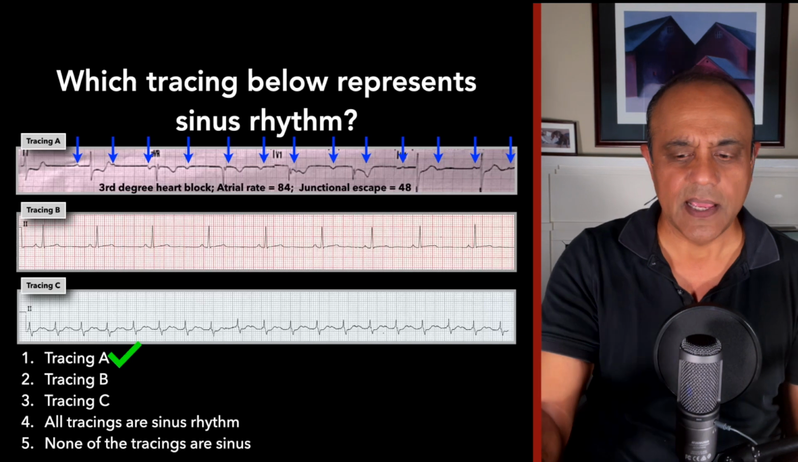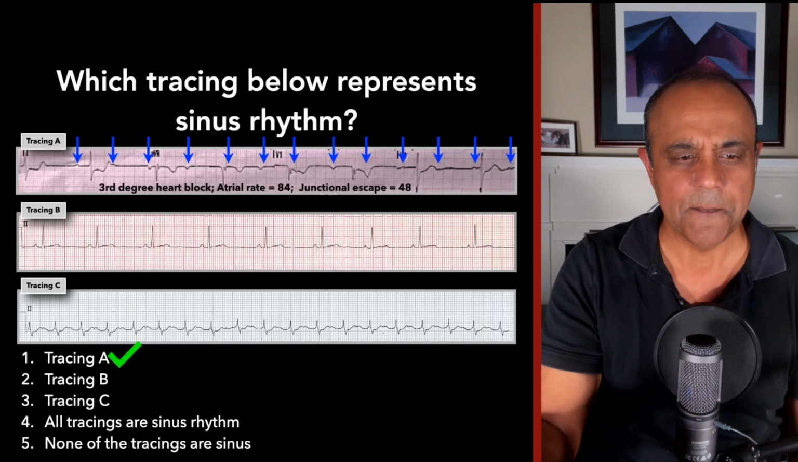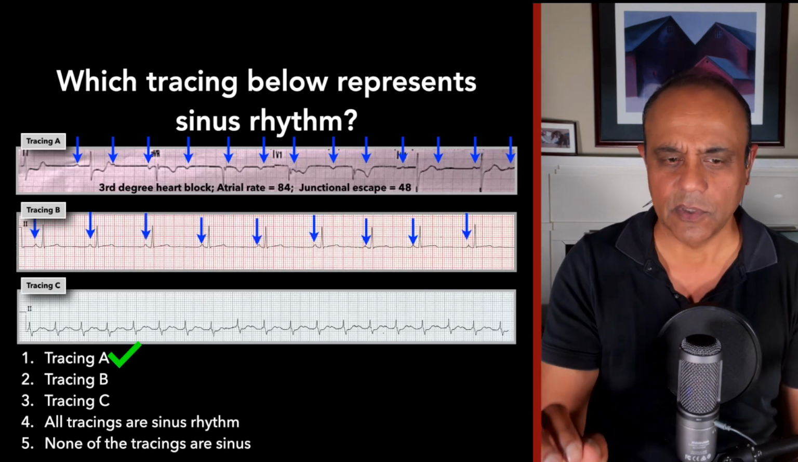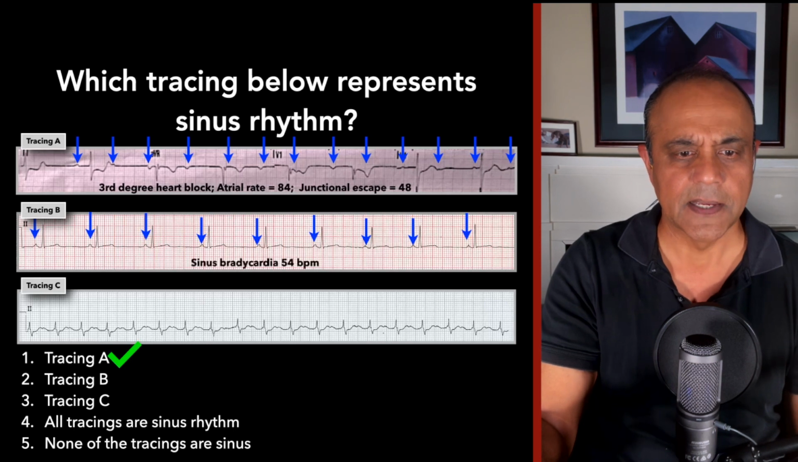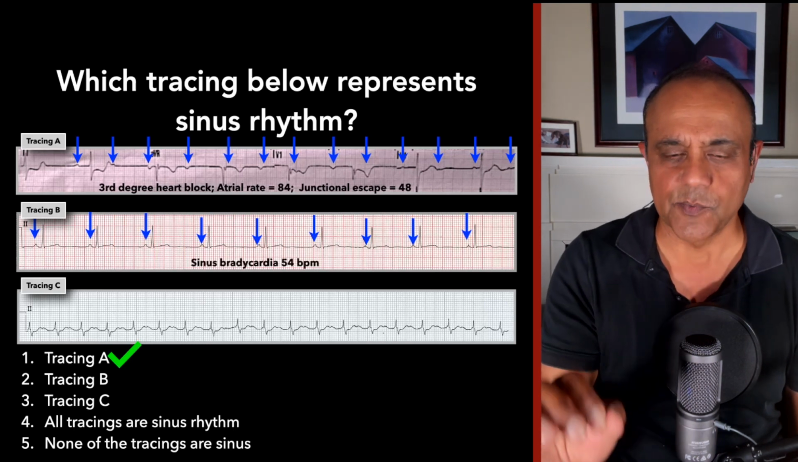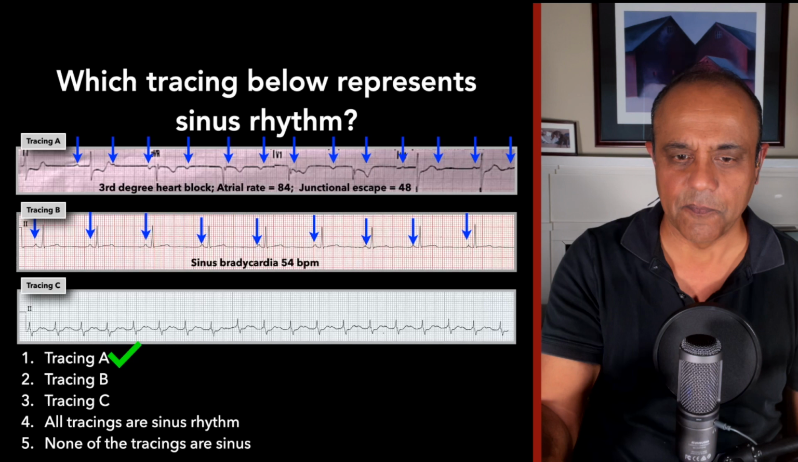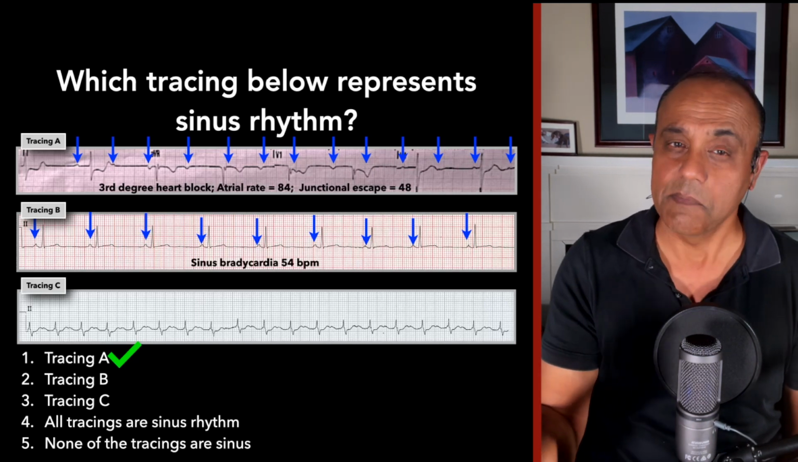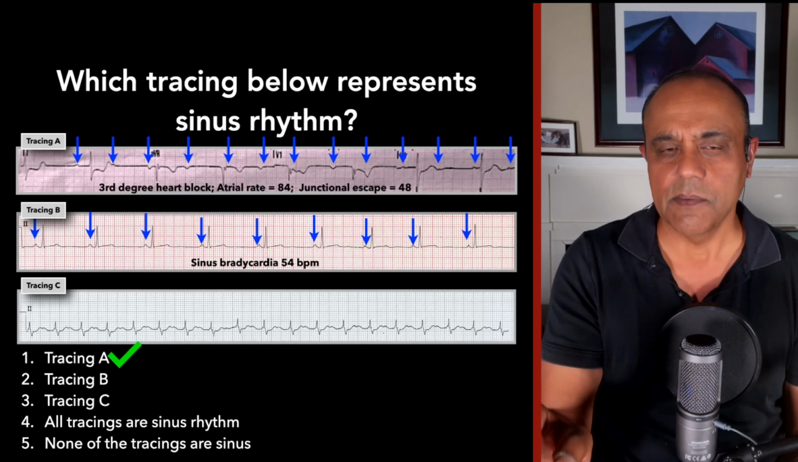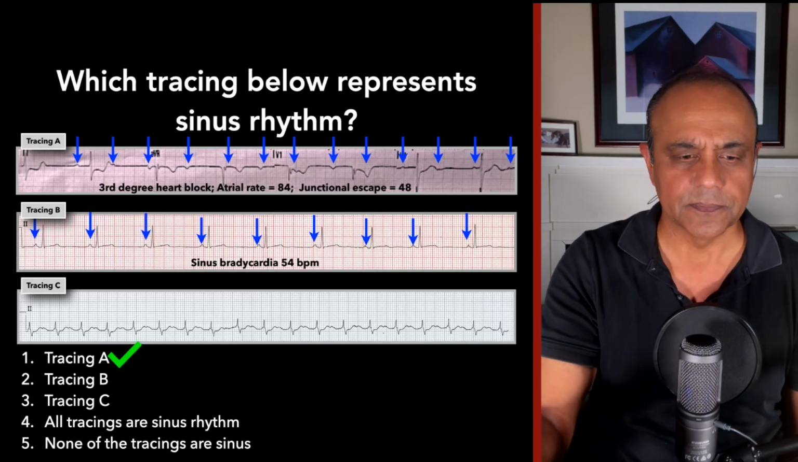Now, tracing B has, well, a slower rate, obviously. And if you look at it, it actually has P waves of similar morphology, followed by a QRS complex in each case. And this is actually sinus bradycardia at about 54 beats per minute. And this, too, in fact, is a sinus rhythm because the sinus impulse comes from the sinus node.